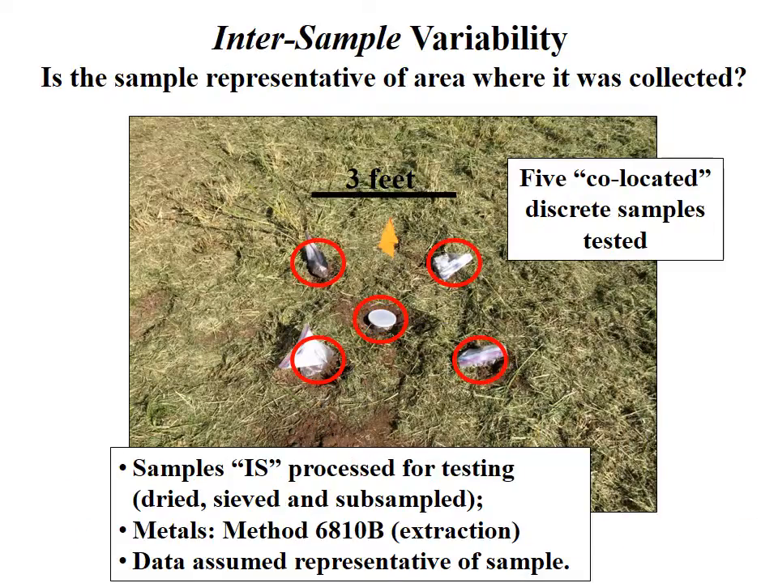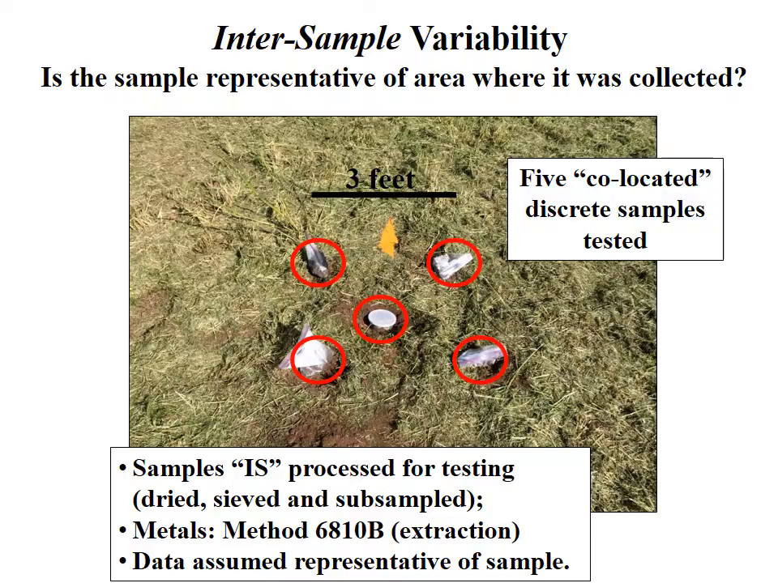Next thing we did was look at inter-sample variability. And in this case, the basic question is, is the sample representative of the area where it was collected? So to investigate this question, we collected 5 co-located discrete soil samples around each of the grid points. Each of these samples was IS or MIS processed at the laboratory for testing to make sure we got representative data for each of the samples. So they were dried, sieved, and subsampled in accordance with multi-increment or incremental sampling processes.